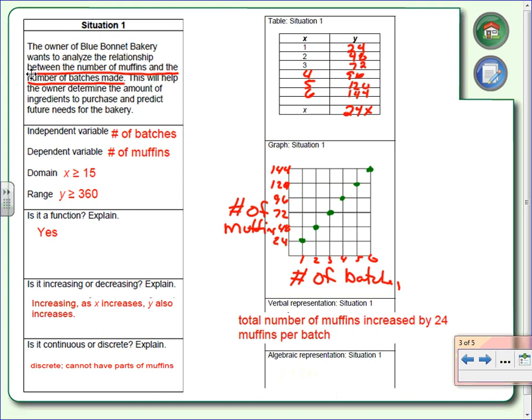In other words, every time I make a batch, I end up with 24 more muffins. Every time we make a batch, we're increasing the number of muffins by 24.